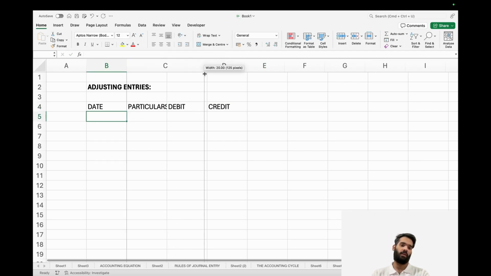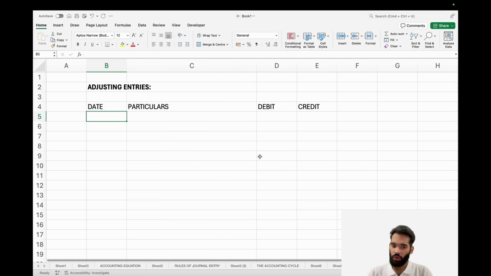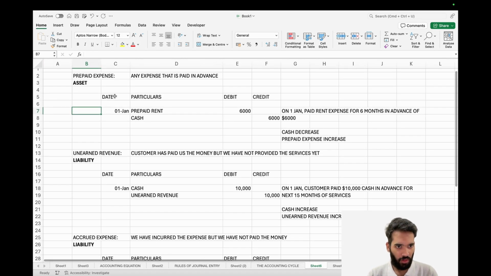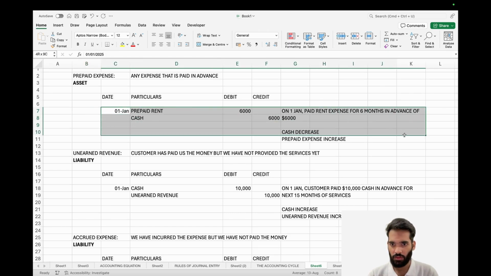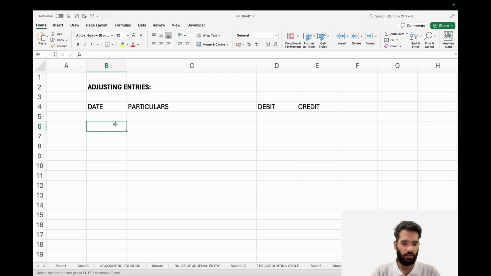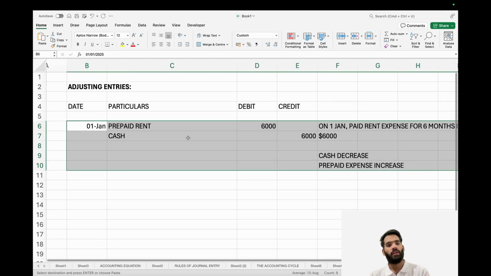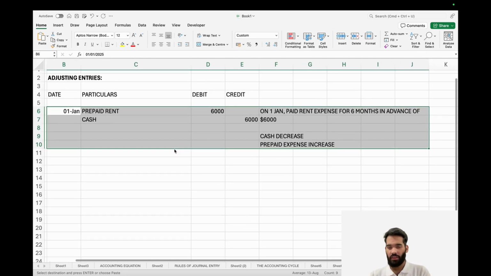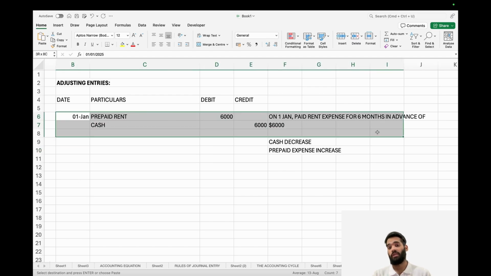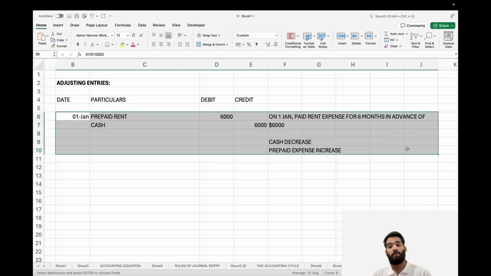Okay, so what I'm going to do is take the first transaction as we made it already. So let's copy this, and I'm going to ask you to think about something here. Okay, now let's say we are doing accounting for a company, and at the start of the year, this is the entry we recorded when we paid rent expense for 6 months in advance.